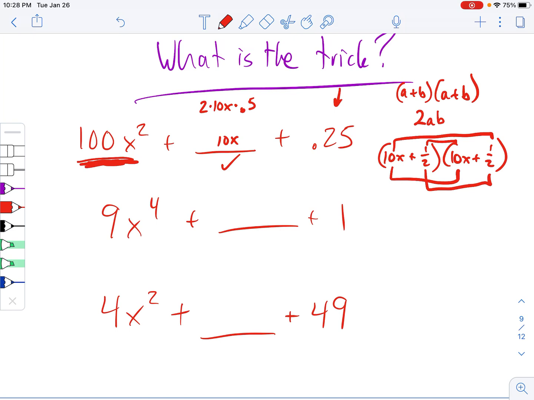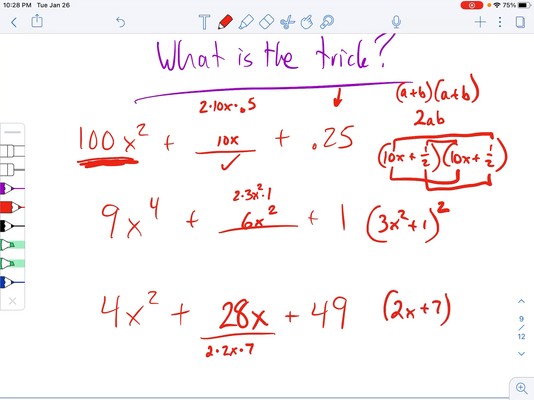Cool. All right, so now I'm looking at the fact that I need 2 times 3x squared times 1. Okay, this just needs to be 6x squared. And then I'll get 3x squared plus 1 squared. For this one, I need 2 times a 2x times a 7. So 28x. So this should factor into 2x plus 7 squared.